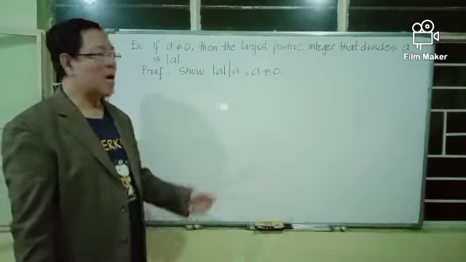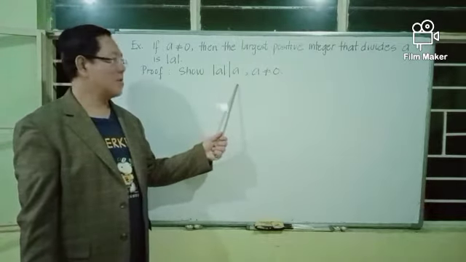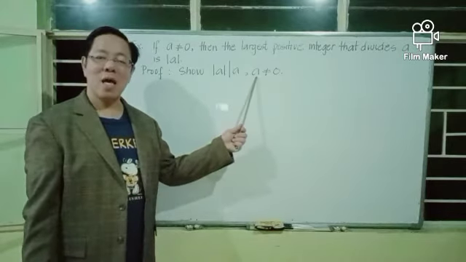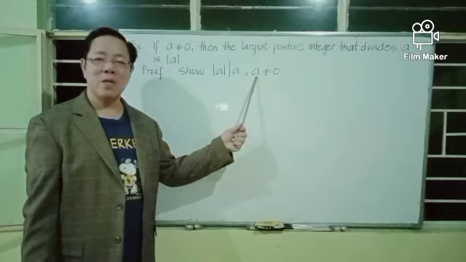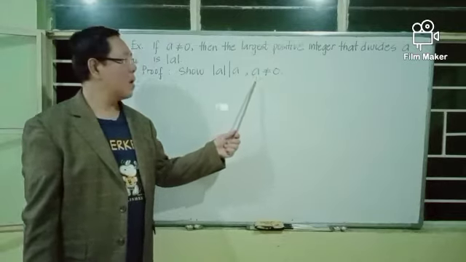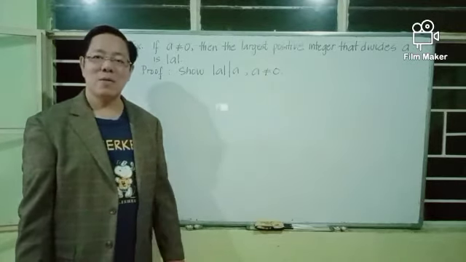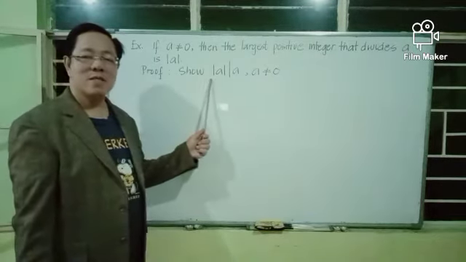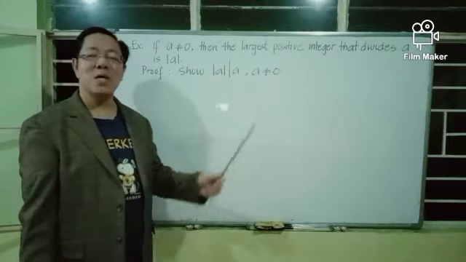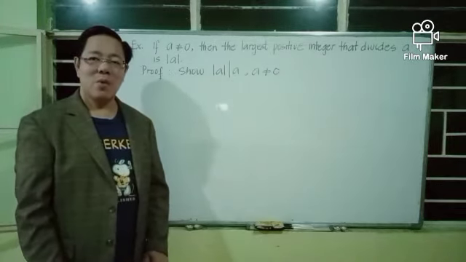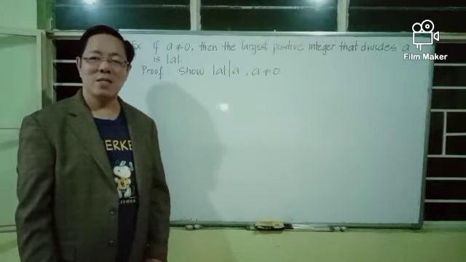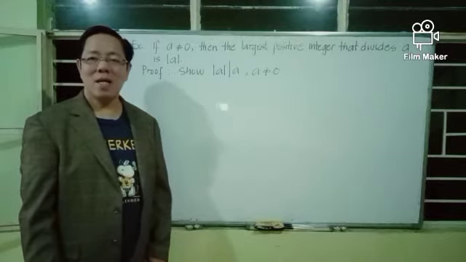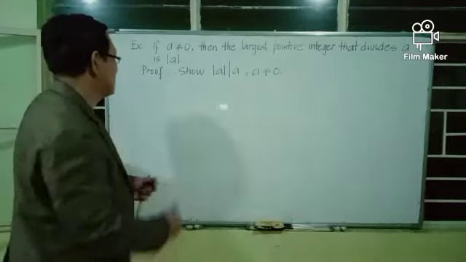First, we show that the absolute value of a divides a, where a is not equal to 0. If a is not equal to 0, then a can either be greater than 0, that means a is a positive integer, or a is less than 0, which means that a is a negative integer. Therefore, to prove that the absolute value of a divides a, we consider two cases. Case 1, where a is positive, a is greater than 0, and case 2, where a is negative, or a is less than 0.